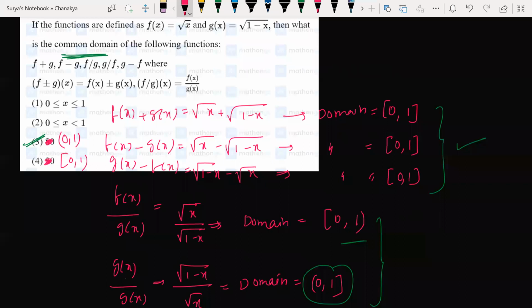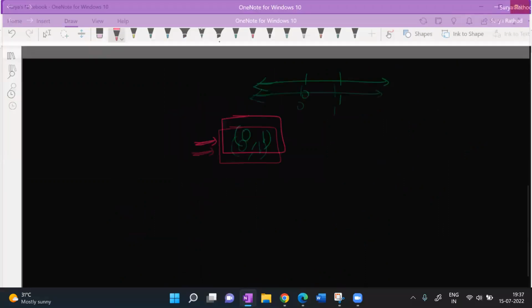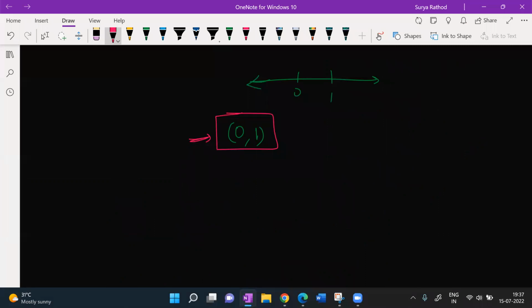Okay, is it clear? Option C is correct. Option C is correct. 0 to 1. Is it clear? Any doubts? Children, any doubts here? Yes. Very good. Next question.